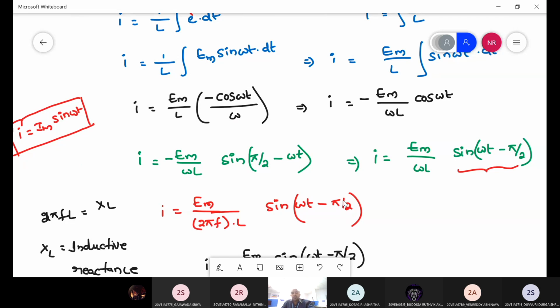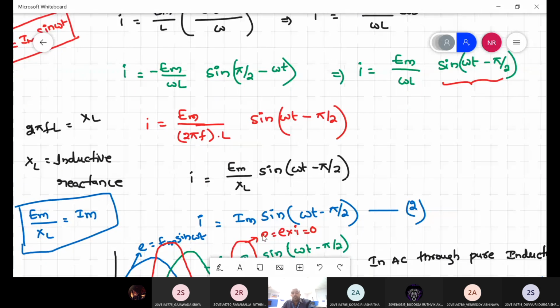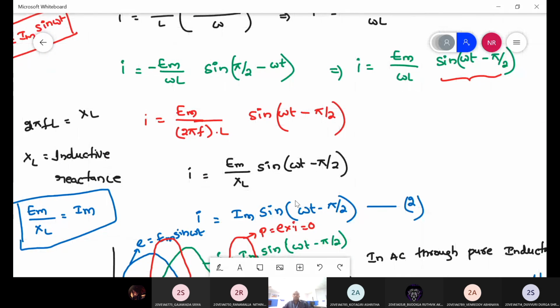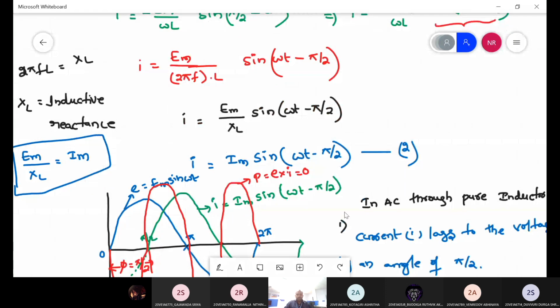So here Em by omega L is nothing but Em by XL, that is Im. Then the I equation we got is Im sin of omega t minus pi by 2. So it is lagging. So this is also one derivation. You got my point? We have done all of this.